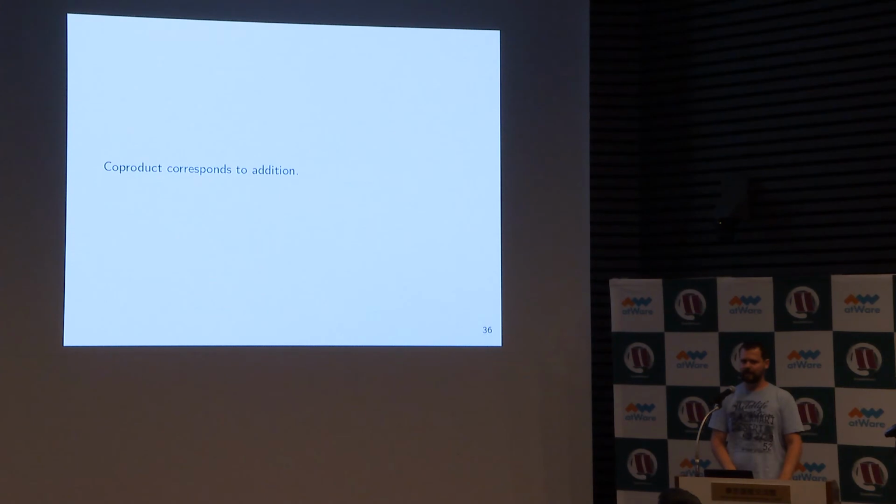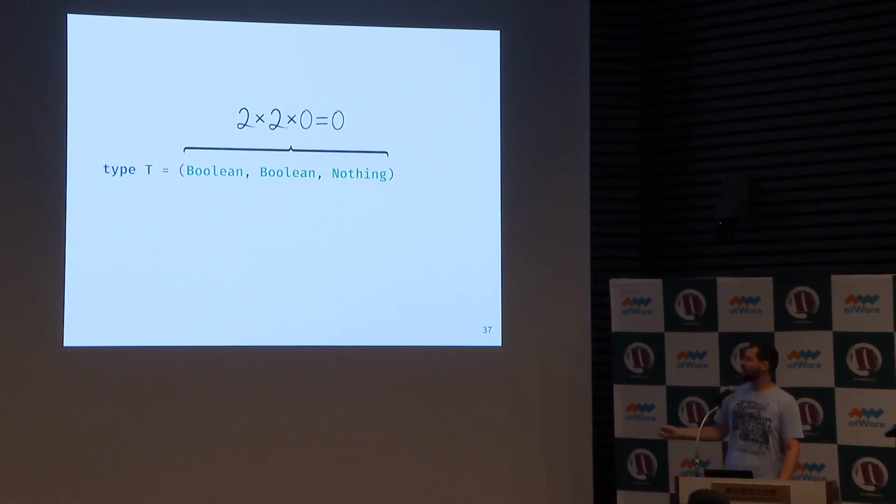Now, what will happen if I put Nothing inside a product? How many values can type T have? It's exactly 0. That's because I can never provide a value of type Nothing. So 2 times 2 times 0 is 0. So the fact that you can see this vague connection between numbers and algebraic data types, it's not a coincidence.